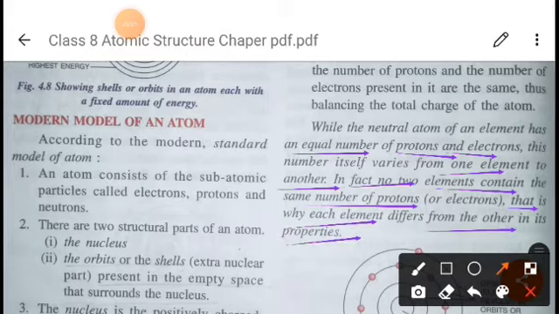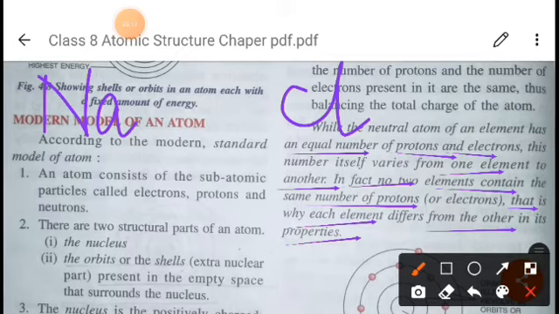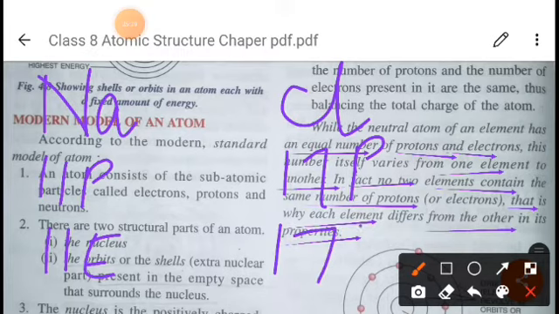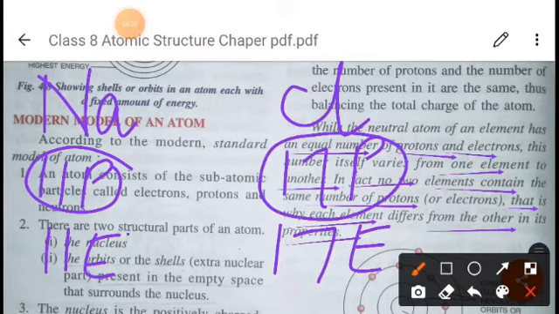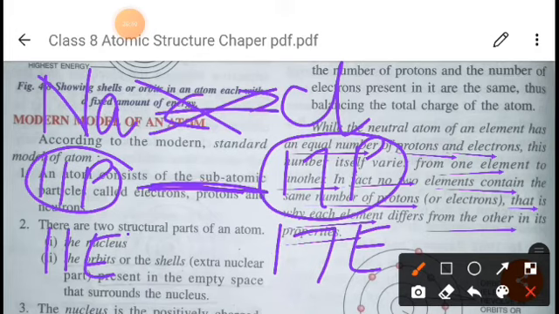I will give you one example, then you will understand clearly. Suppose this one is sodium, and this one is chlorine. Sodium has 11 protons and 11 electrons, right? Chlorine has 17 protons and 17 electrons, right? As you can see, the number of protons here and here is different. That is why these two elements are different, because the number of protons and electrons are different.